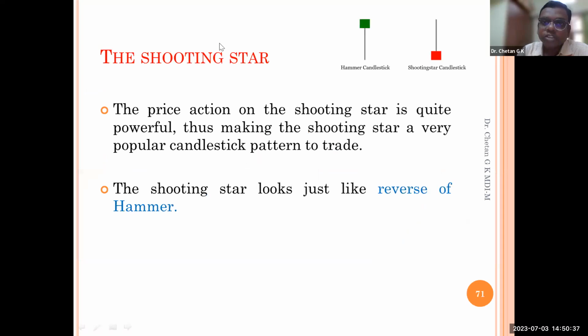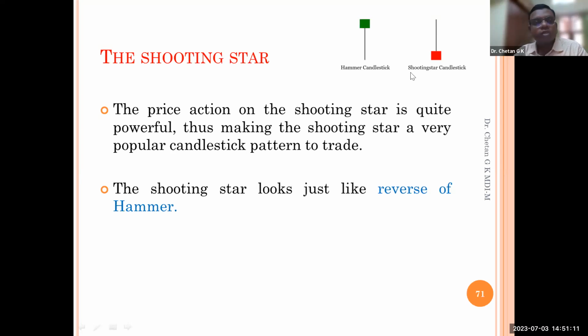So next comes the shooting star. What is this shooting star? Again, it looks slightly like a hammer, but something like an inverted hammer is actually called a shooting star. You can see this is a hammer. If the hammer is vice versa, upside down, then it is called the shooting star. That is the only difference. Otherwise, look-wise they are the same. It is only like reversing the hammer, and it looks like a shooting star.